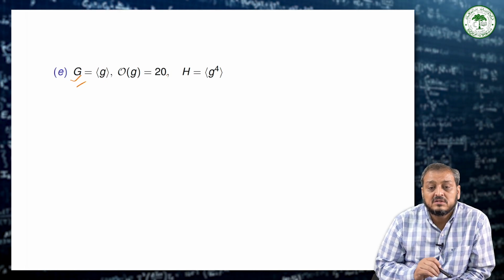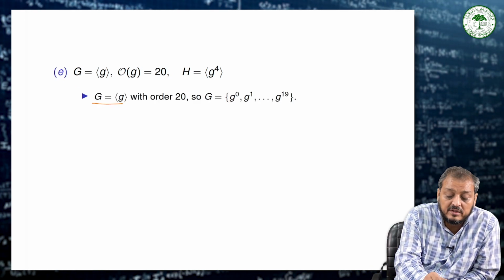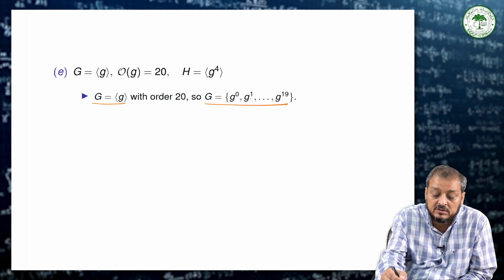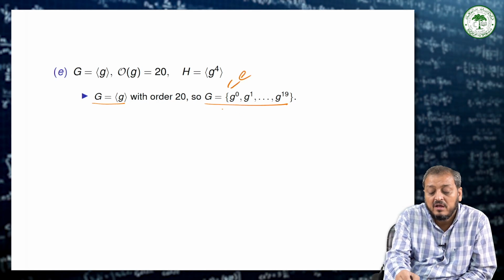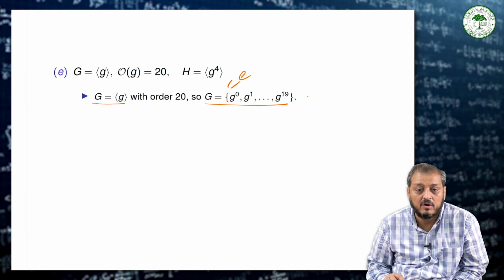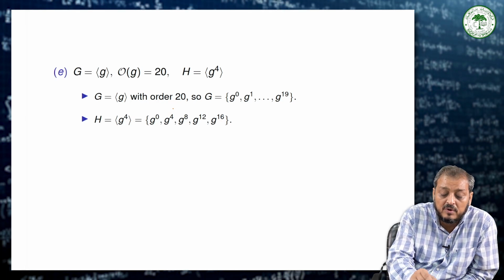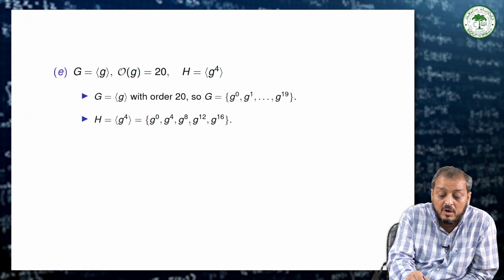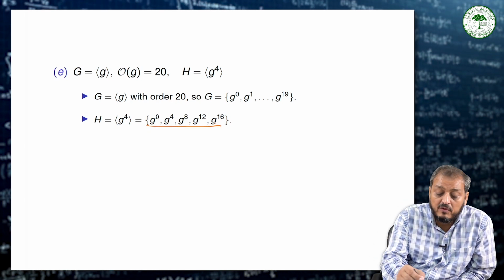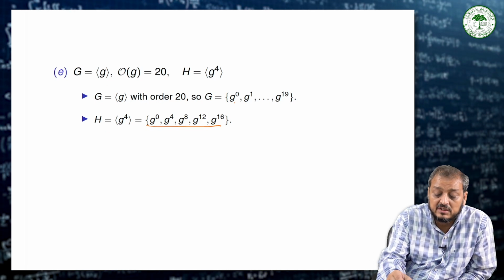Now let G be generated by g, and the order of G is equal to 20, and H is generated by g to the power 4. The elements of G are g to the power 0 equal to the identity, and so on. H is generated by g to the power 4, so its elements are g to the power 0, 4, and so on. The order of G is 20 elements.